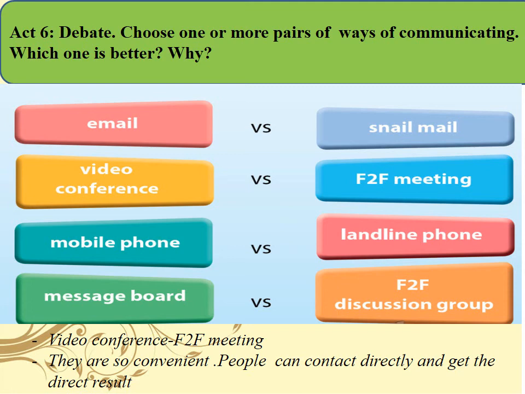They are so confident people can contact directly and get the direct result. Okay. Những cách này thì chúng ta có thể thuận tiện và con người có thể giao tiếp hay là liên hệ một cách trực tiếp và có kết quả ngay trực tiếp luôn. Okay. Hay các bạn có thể sử dụng mobile phone. Mobile phone là gì? Lợi ích của nó là gì?